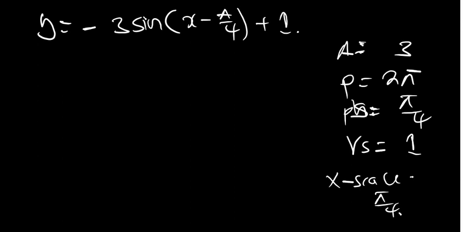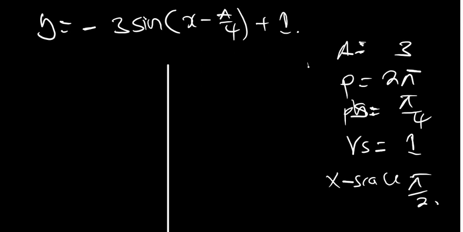I'm going to have my graph. Someone can ask, I see that one as pi over 4. It is pi over 2. Pi over 2. Let's get rid of this.